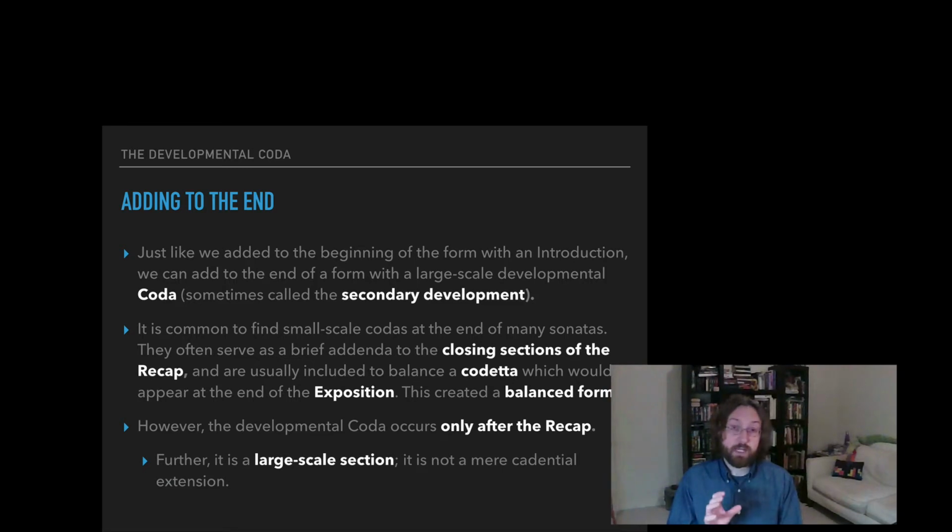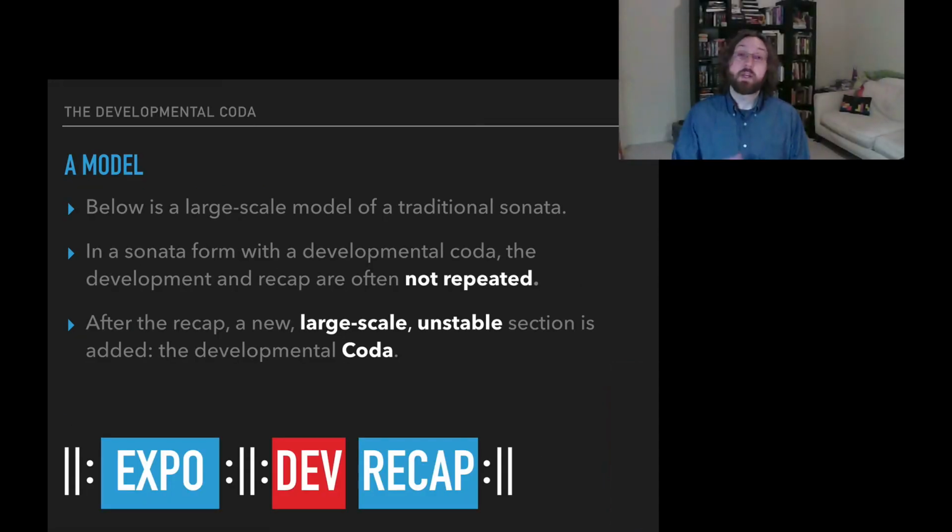However, the developmental coda is different in a few ways. First of all, it only arrives after the recapitulation. It doesn't occur in the exposition. Further, it is a large-scale section rather than a mere cadential extension. So let's take a look at a model of this.